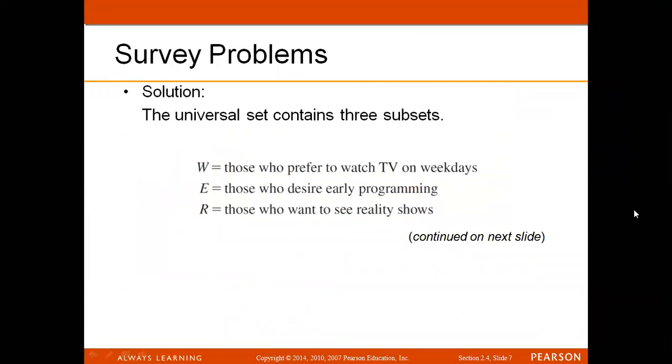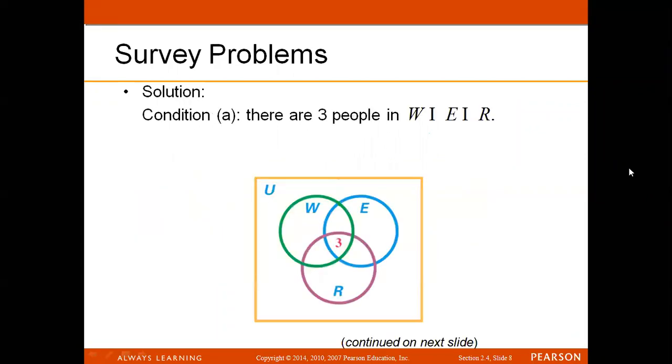And you can see they started how we started. They used the good naming principle in the strategy: W for weekends, E for early programming, R for reality shows, just like we did. They set themselves up a Venn diagram. They used clue A, although their notation uses I to mean intersect, and they've put the 3 where W intersects R intersects E, just like we did.